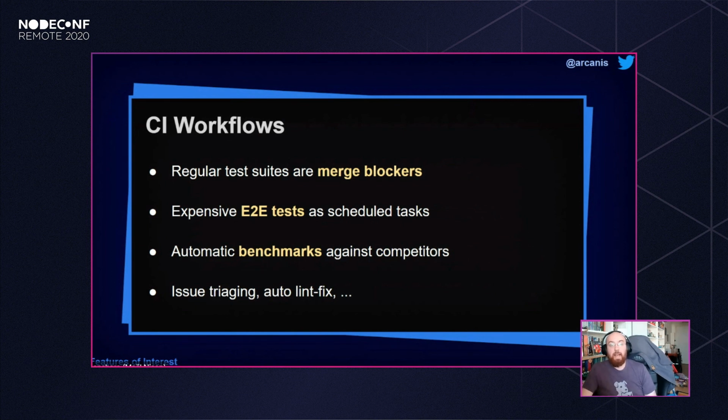For example, you can have a set of expensive end-to-end tests run as scheduled tasks. For instance, let's say that you want to run tests on all browsers. It would be very expensive to do that on each and every PR. So instead, what you can do, if those tests are usually passing, is that you will run them on your master branch every hour or so as a scheduled task.